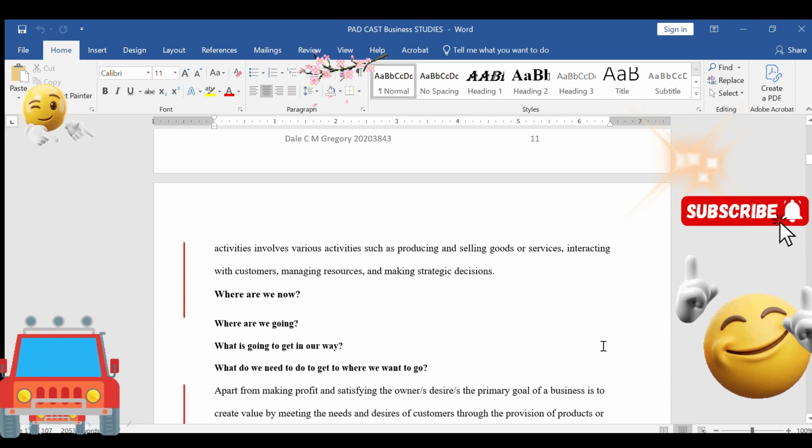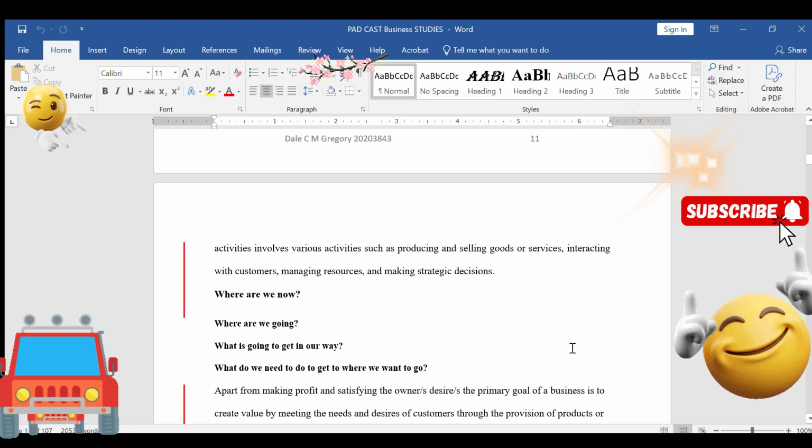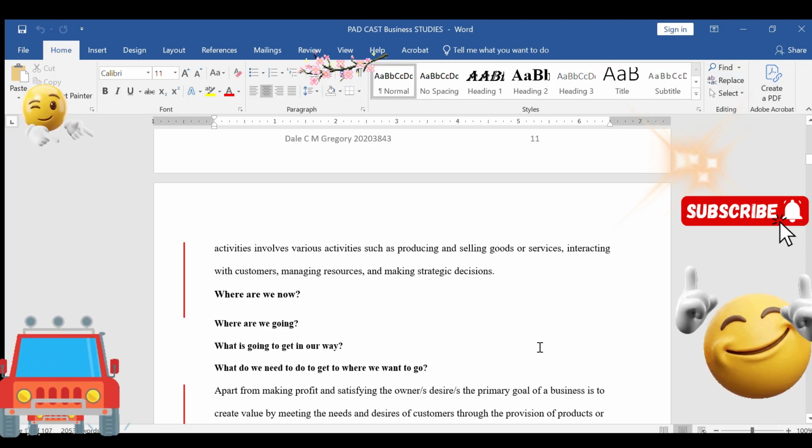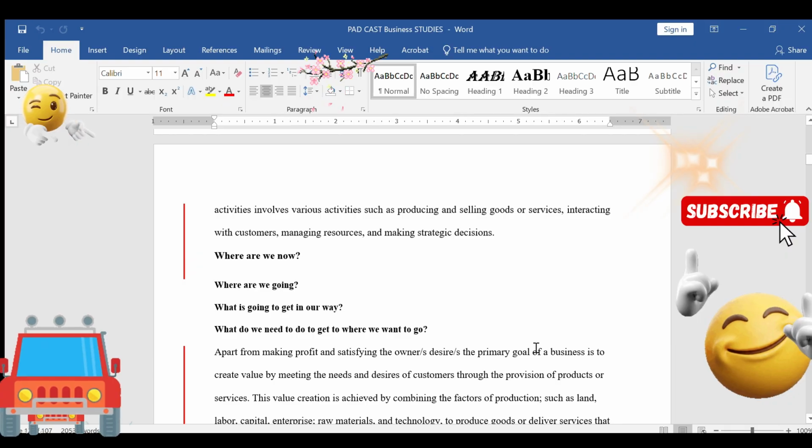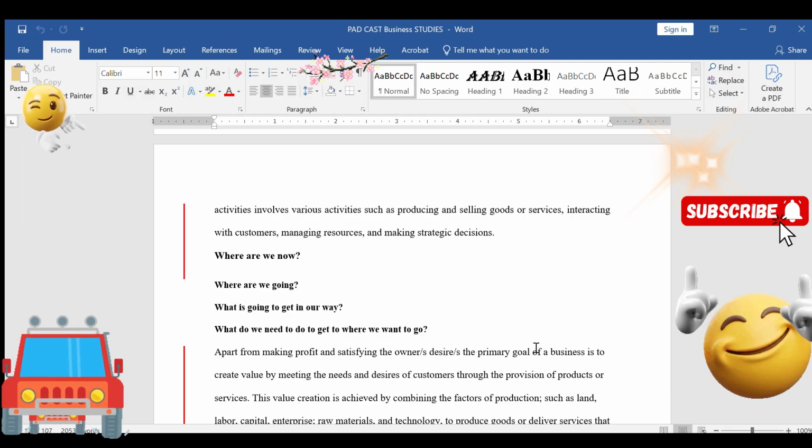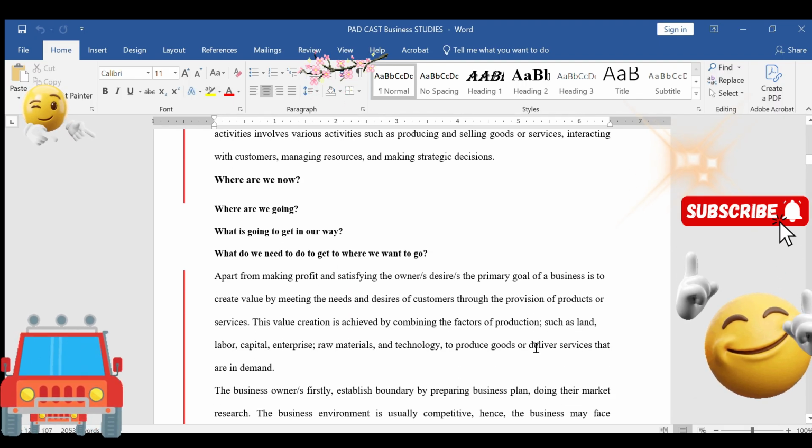Business activities involve various activities such as producing and selling goods or services, interacting with customers, managing resources, and making decisions. We ask questions such as, where are we now? Where are we going? What is going to get in our way? What do we need to do to get to where we want to go?